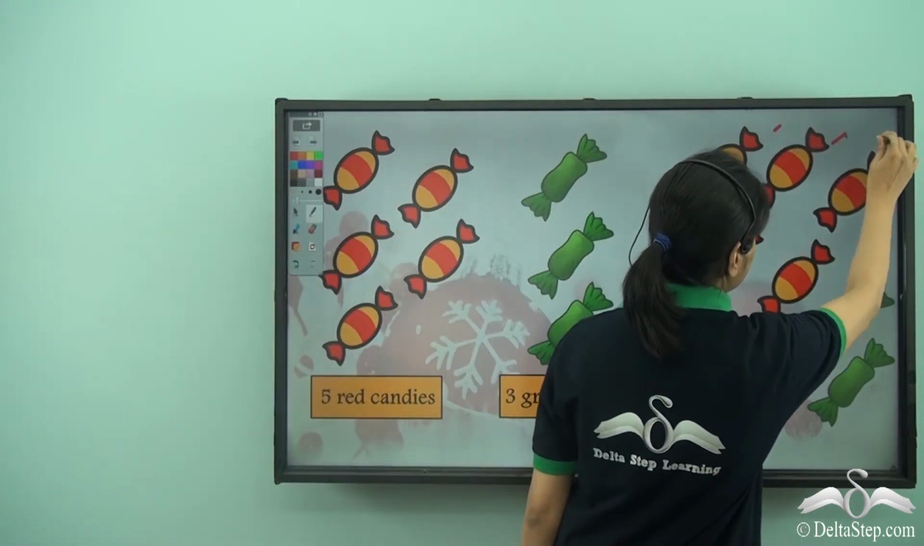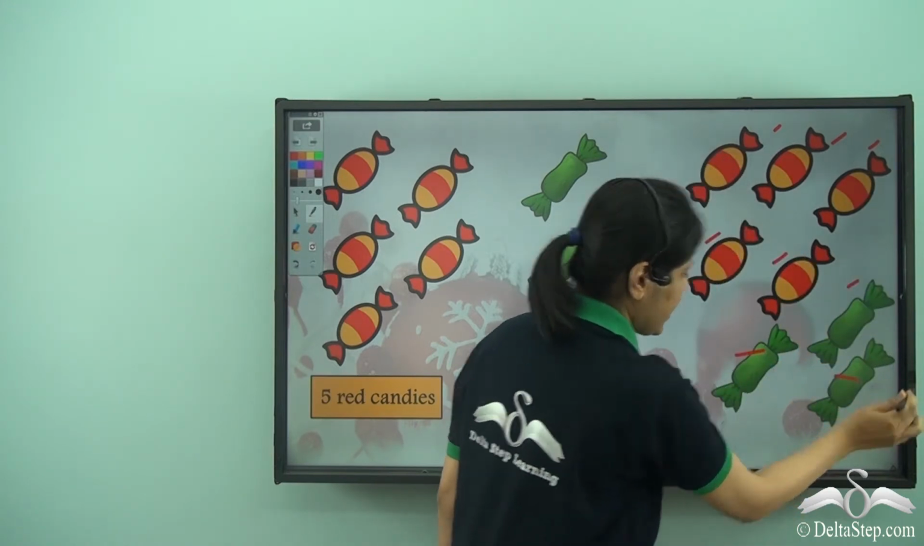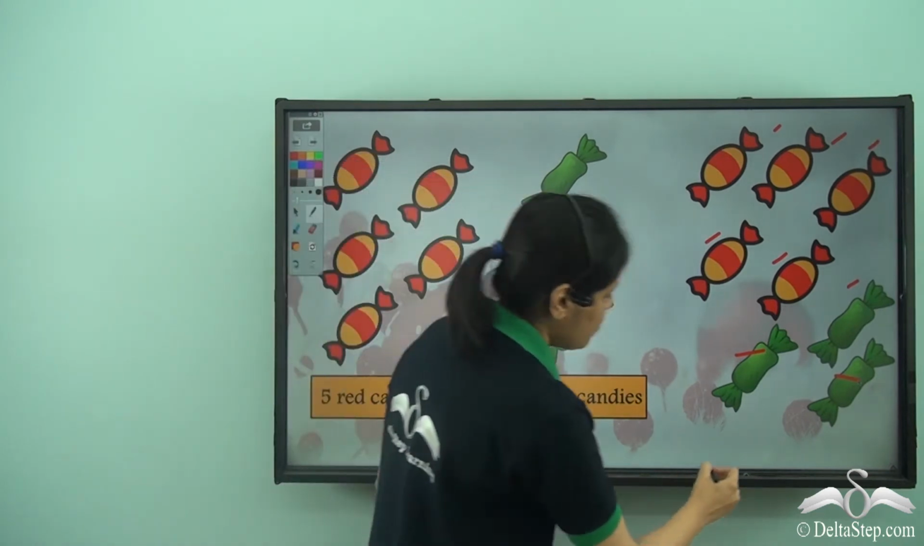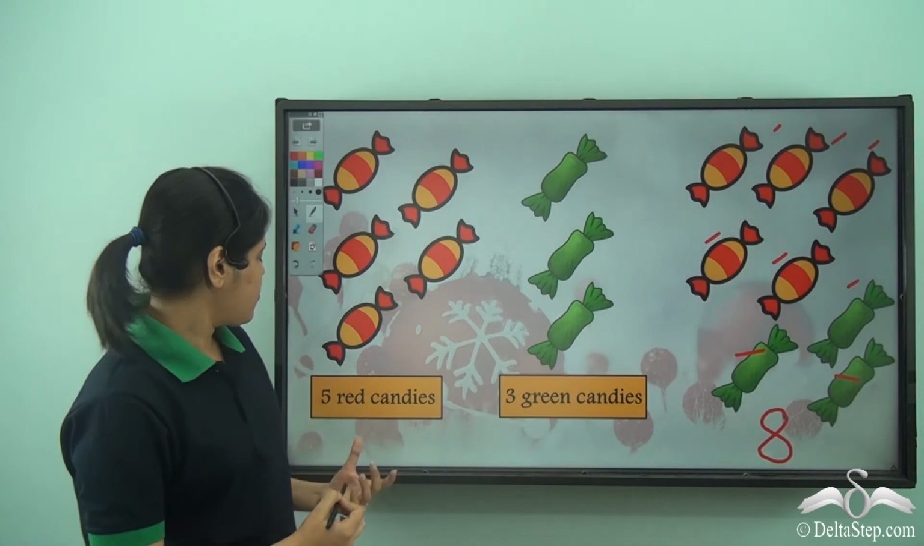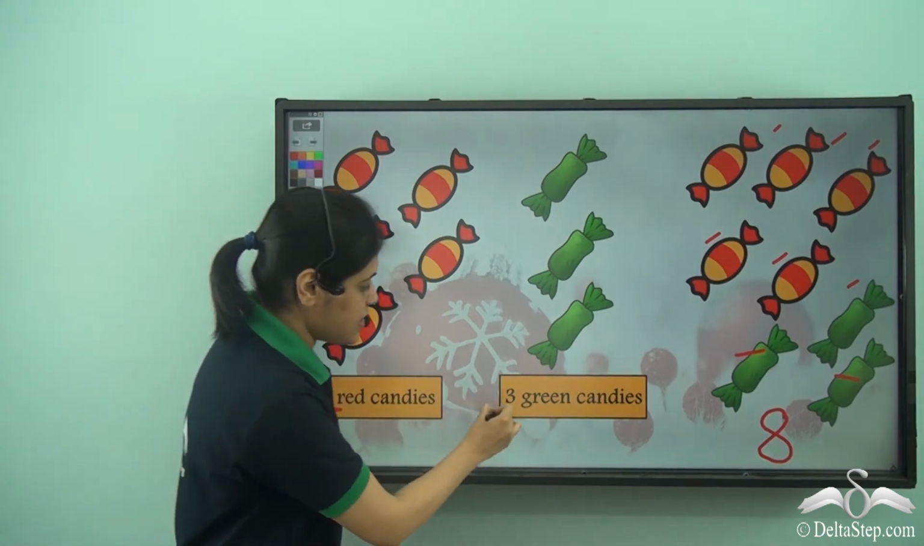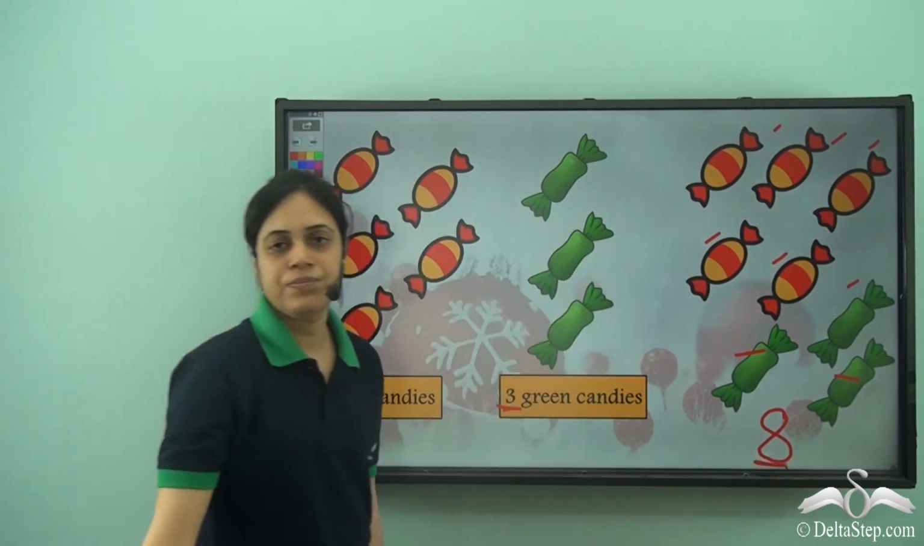1, 2, 3, 4, 5, 6, 7, 8. So there are 8 candies, right? So when we add 5 candies and 3 candies, we get 8 candies.